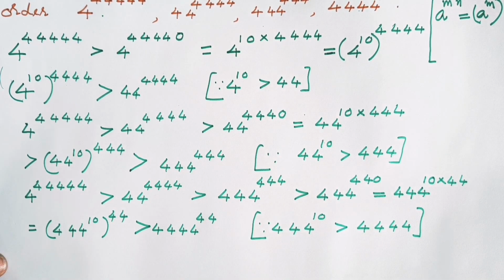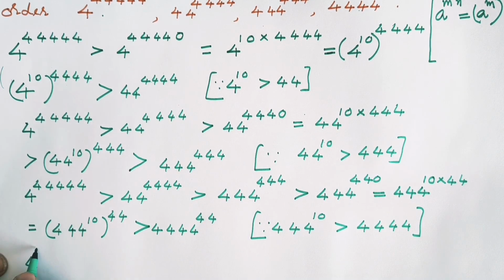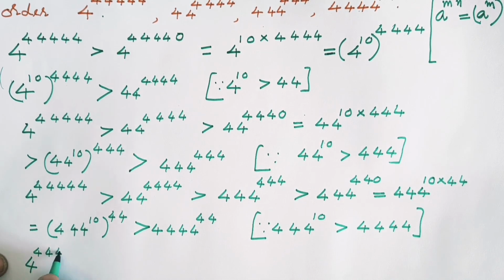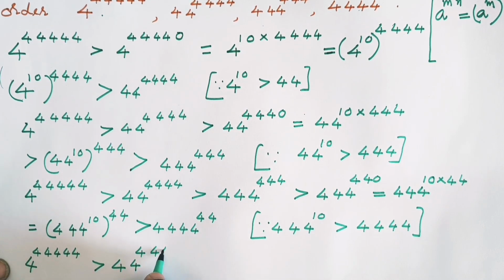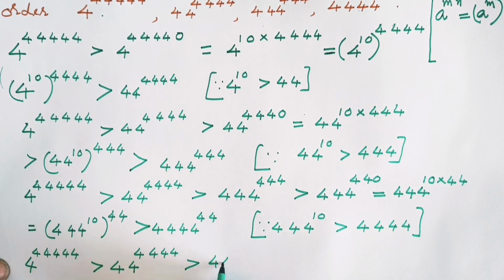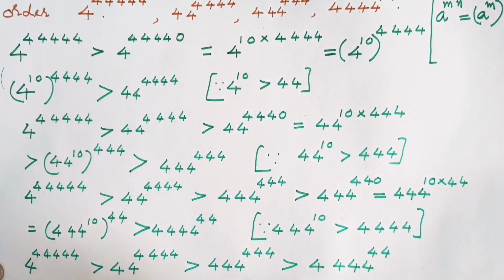So it will go like this. The final answer goes like this. We've already compared 3 terms here, and the last one is smaller than even this one. So if you arrange the numbers in the descending order, we need to begin with the highest. Obviously, this is the highest: 4 to the power of 4 repeated 4 times. Then 44 to the power of 4 repeated 4 times, bigger than 444, 4 repeated 3 times. Then 4444, 4 repeated twice. So this is the final answer.